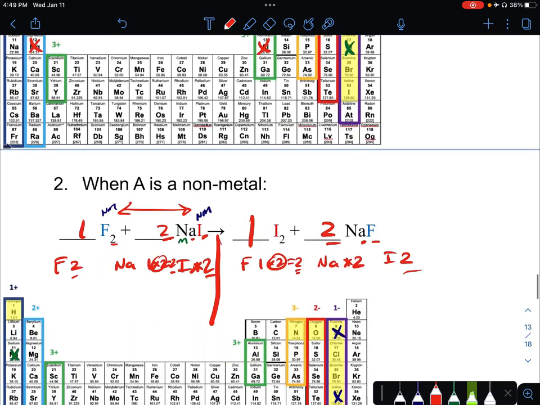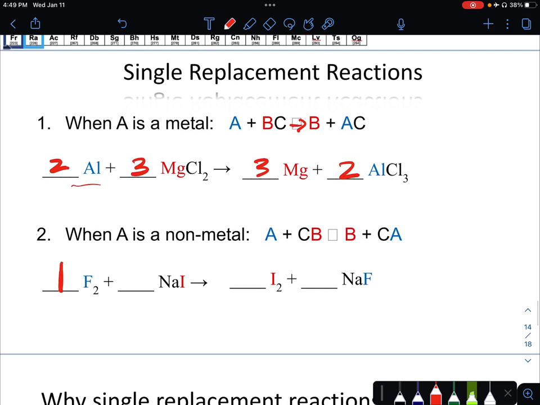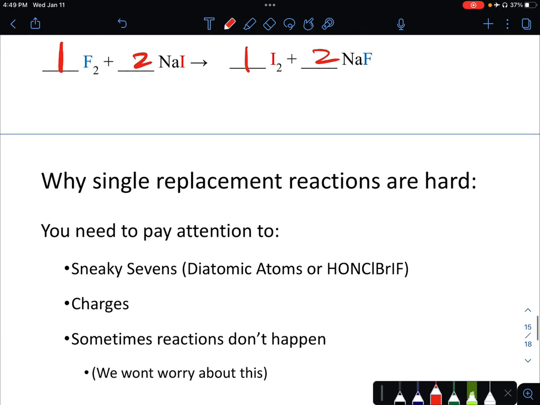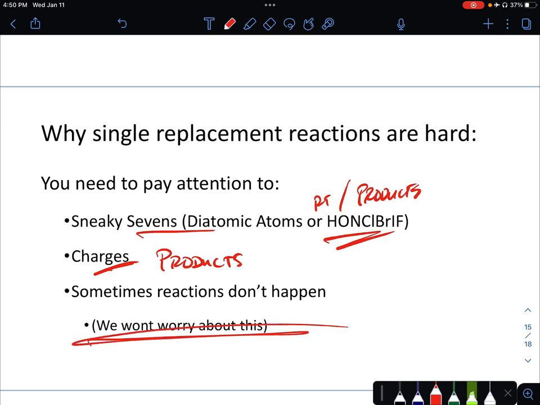So when we have this, just like we showed before, that's how we're able to balance those out. We say that's a 2, that's a 3 from up above, that's a 3, that's a 2 from up above. We say that's a 1, that's a 2, that's a 1, that's a 2, in order to get those single replacements. Why are they hard? Because on the right side, aka the products, we could have sneaky ones. You're not going to have to worry about them. We're going to have to balance charges in the products. You're just going to have to see those formed. And sometimes reactions won't happen. We don't have to worry about that at this point in time.